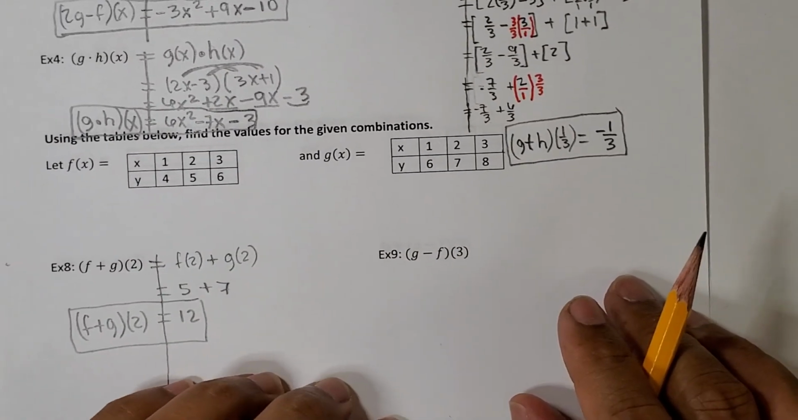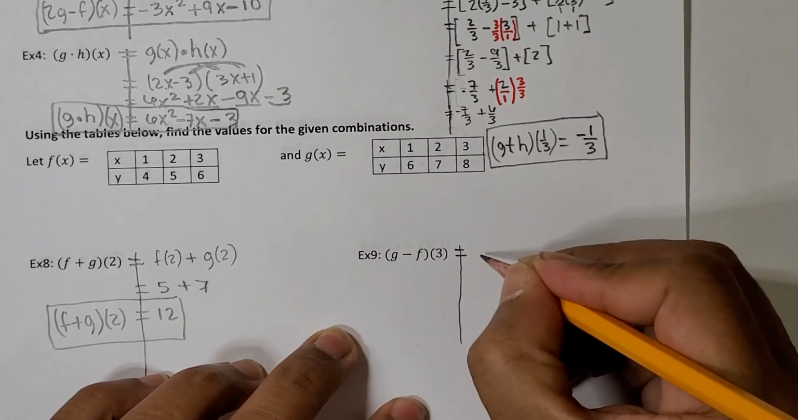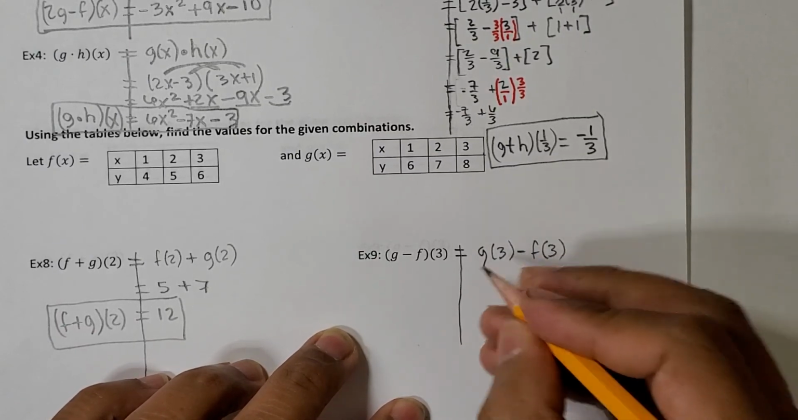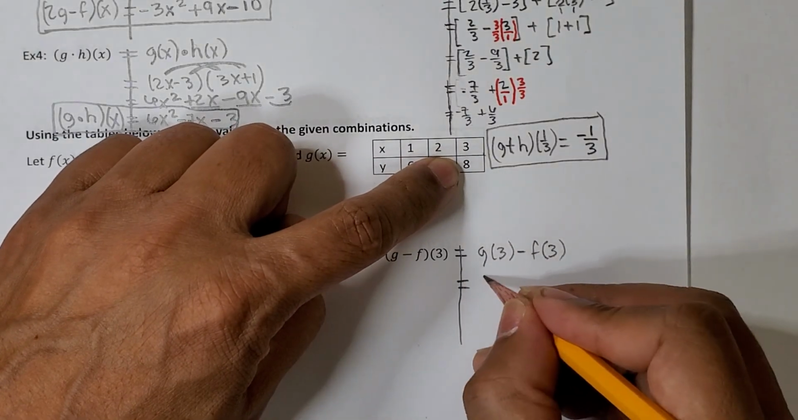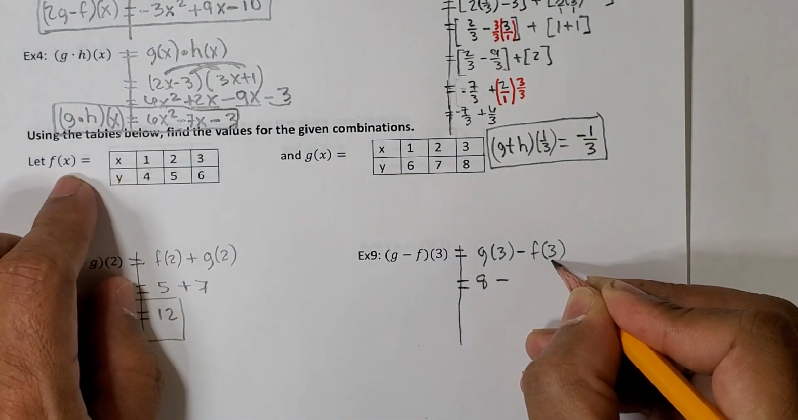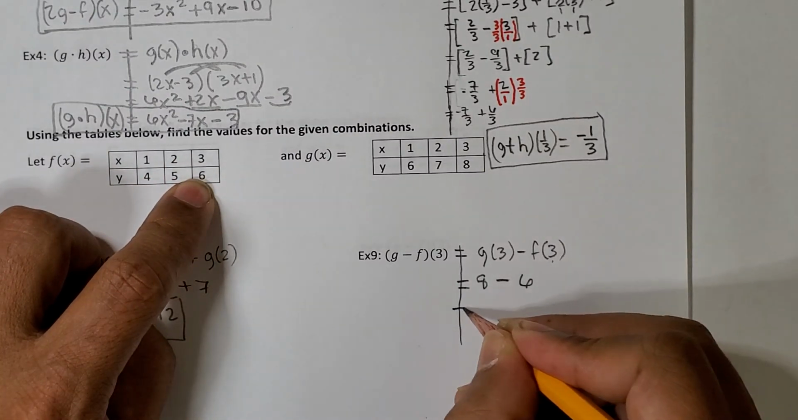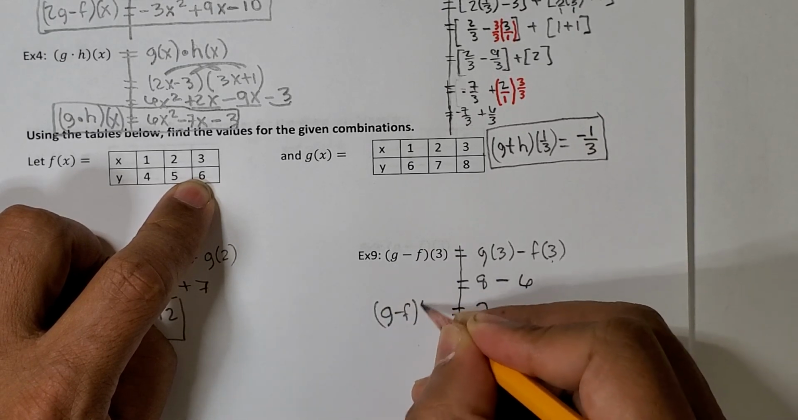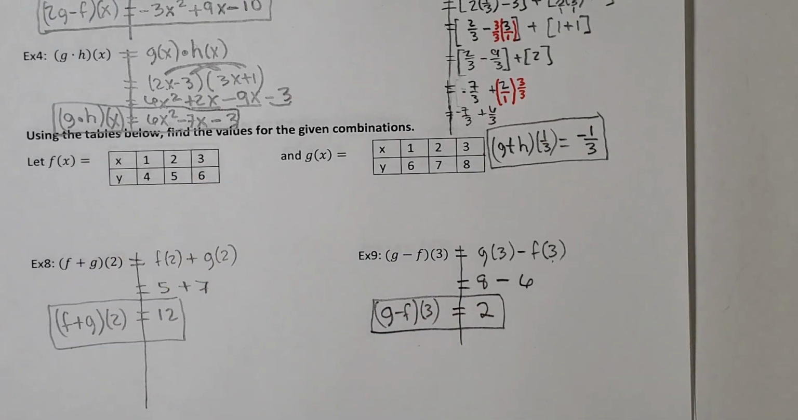All right, so let's go to the last example here. So this just means g of 3 minus f of 3. So I'm looking at the tables again. All right, so for g, when x is 3, y is 8. Okay, that's coming from here, minus f of 3. Now I look at the table for f of x. When x is 3, y is 6. So 8 minus 6 is 2, which means that g minus f of 3 is equal to 2.